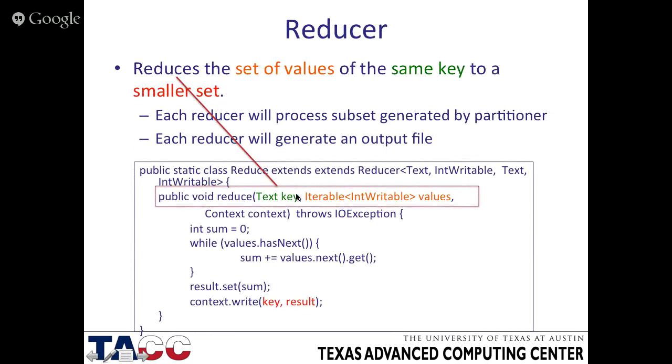This key and list of values is the output after the partitioner and combiner processes. Each reducer will process a subset generated by the partitioner. The partitioner will generate a number of groups equal to the number of reducers you requested. Then each reducer will generate one output file, written in key value pair format, for that particular reducer.